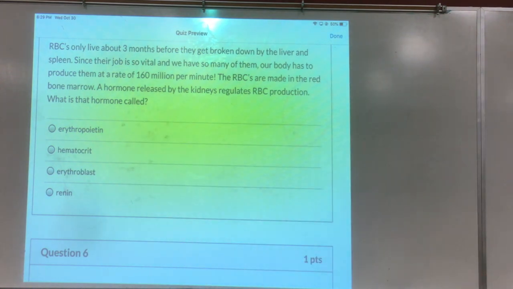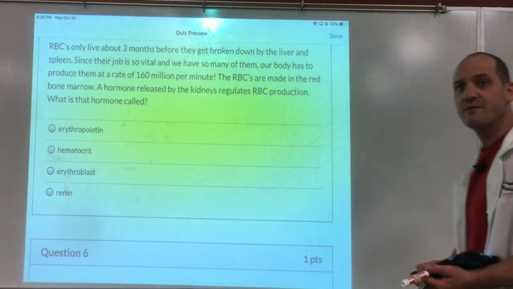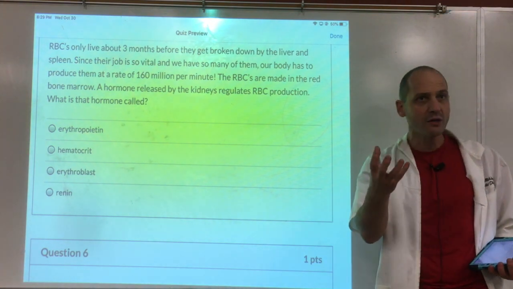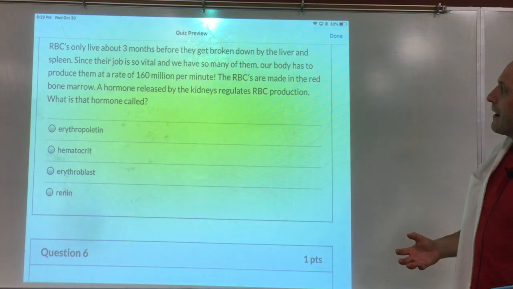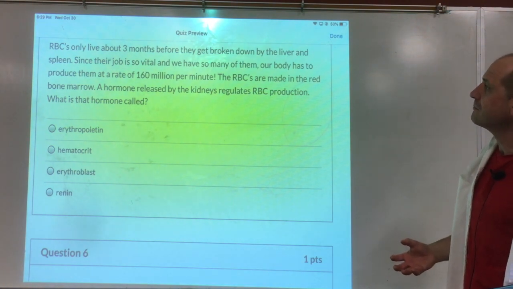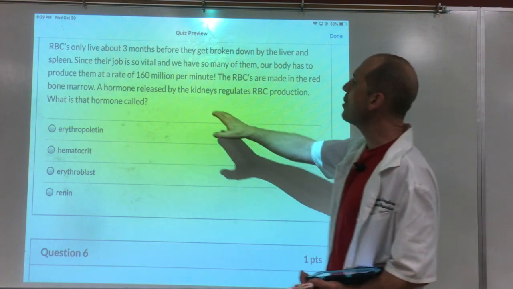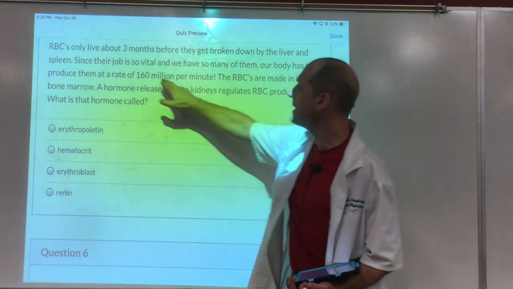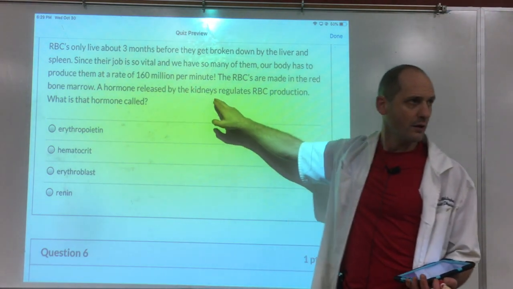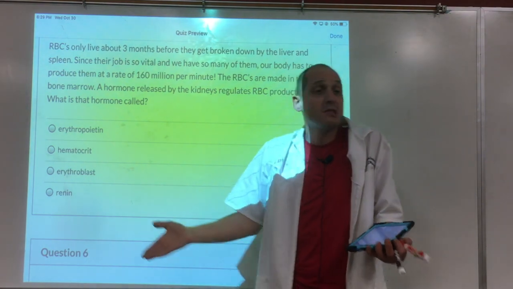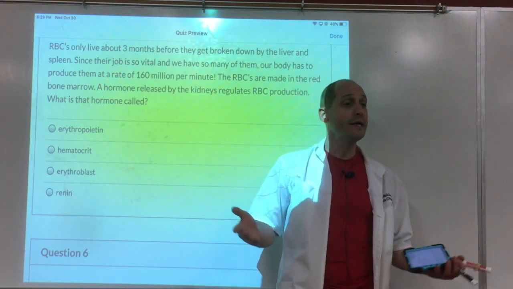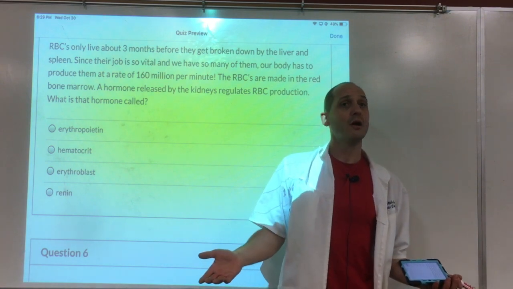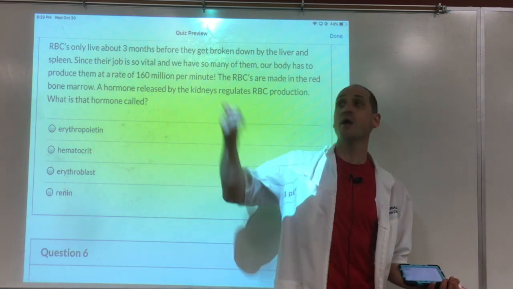RBCs are made in red bone marrow. When we talked about bone, all the cells for blood are made in the bone marrow. And then a hormone from the kidneys regulates how many we want to make. Because the red blood cells bring the oxygen to the tissue, so if there's not enough oxygen in the tissue, or the perfusion is not good, we have to make more red blood cells.